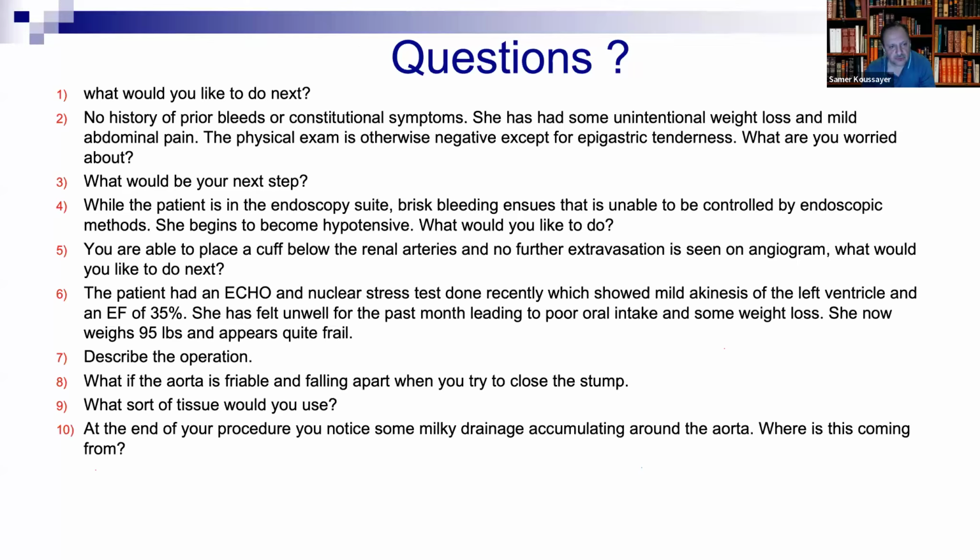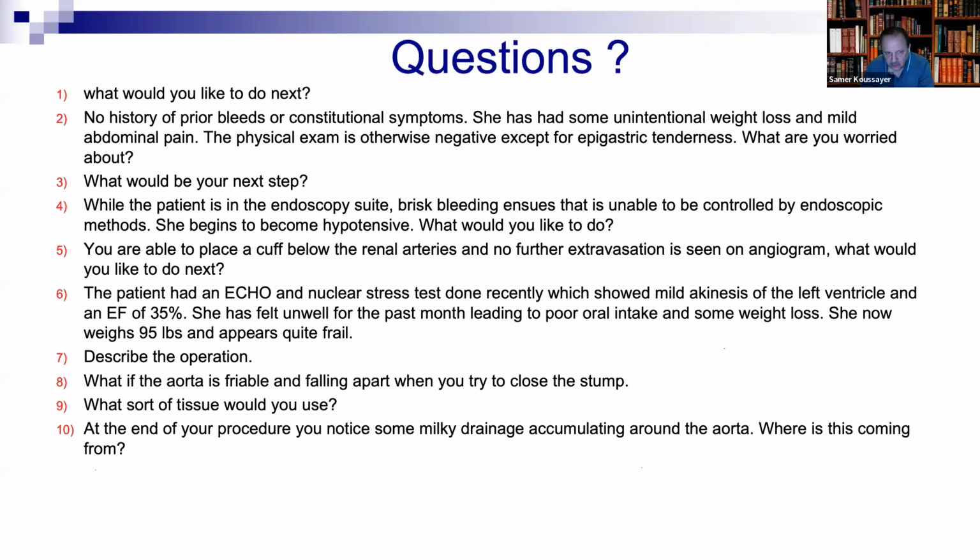All right, so what sort of tissue? At the end of the procedure, you notice some mild drainage around the aorta. Where is it coming from? Lymphatic drainage, right? Lymphatic leakage. That's it. Just lymphatic drainage. Don't answer too many questions. Don't tell him where it's coming from, just lymphatic drainage.